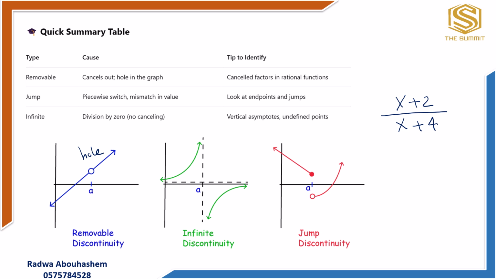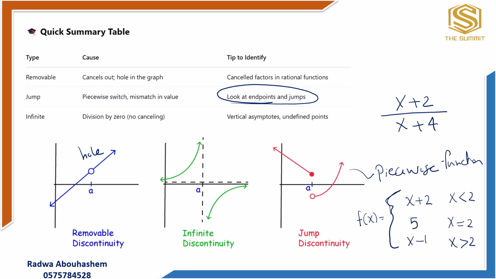Now, also we have jump discontinuity. We have the jump discontinuity when you have a piecewise function, which means that you have a function made of two parts, like this one. So this means that you have to check the endpoints. If they are equal, there is nothing. But if they are not equal, this means we have a jump discontinuity.